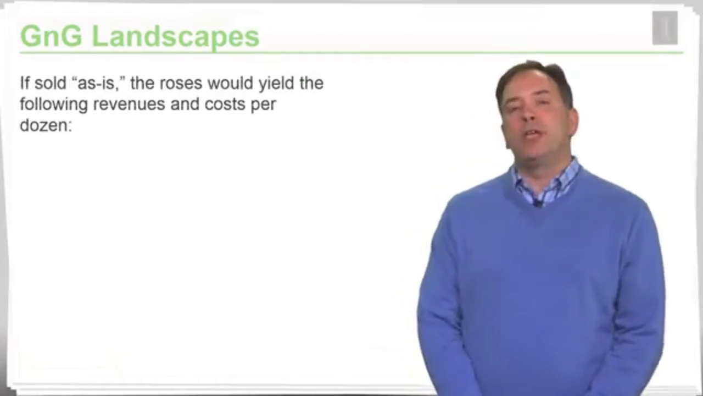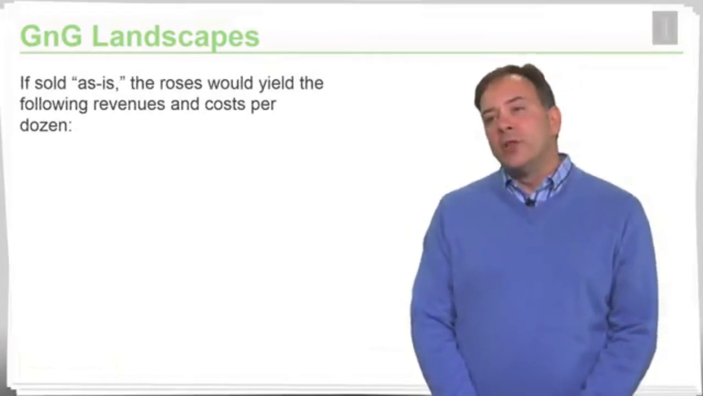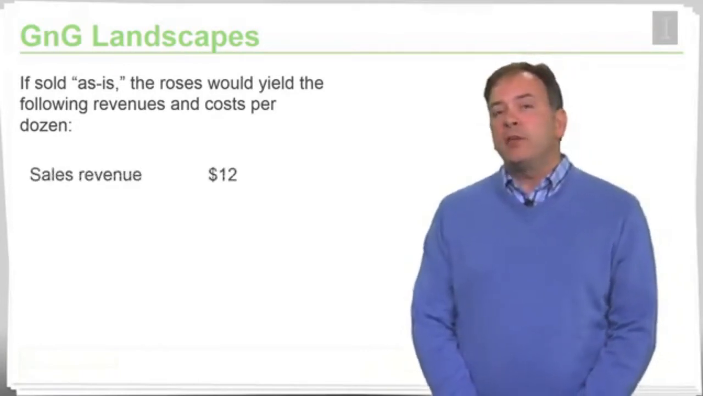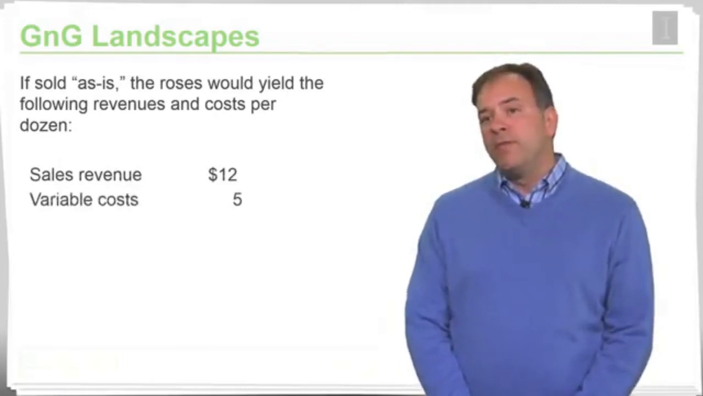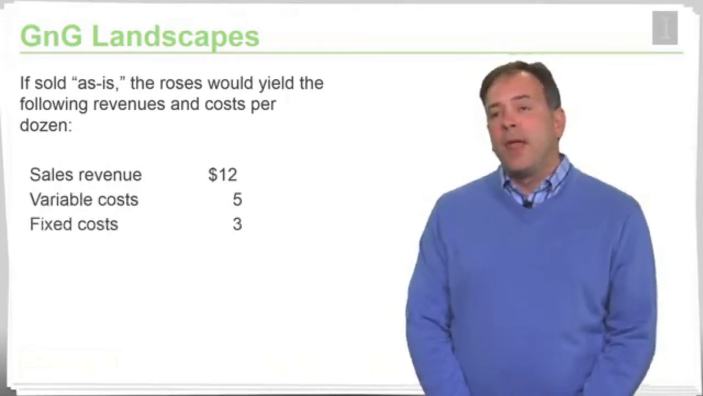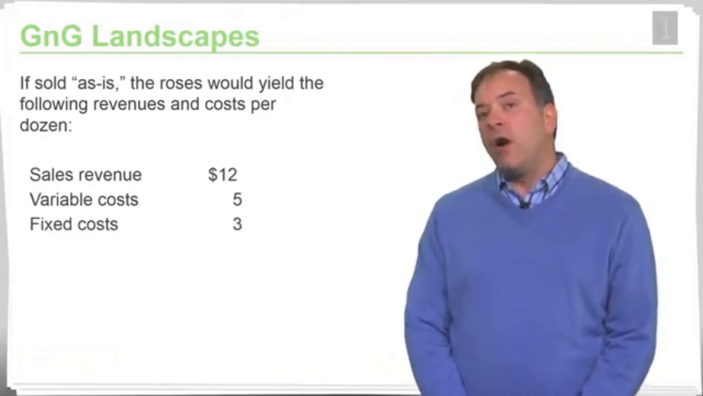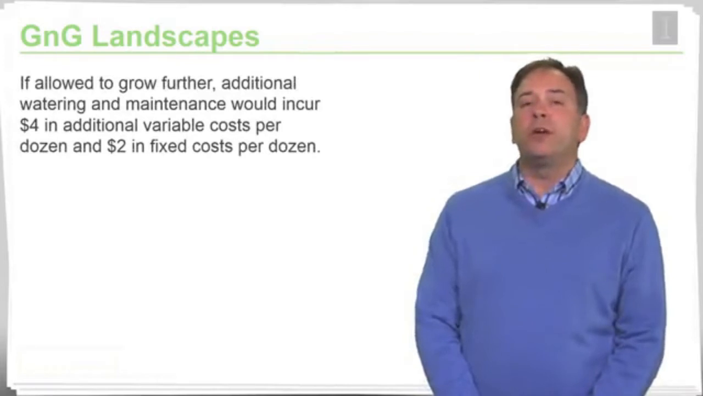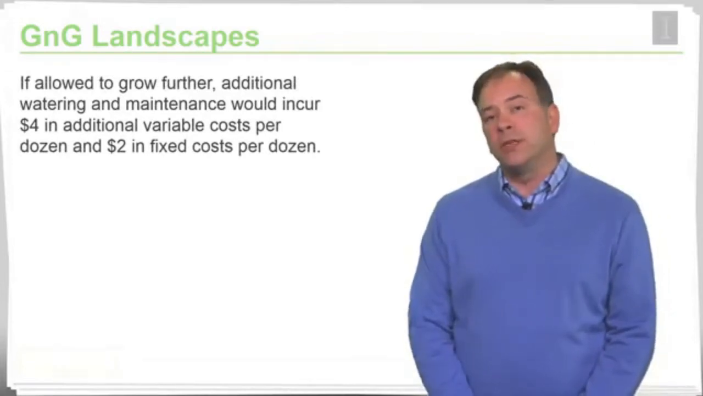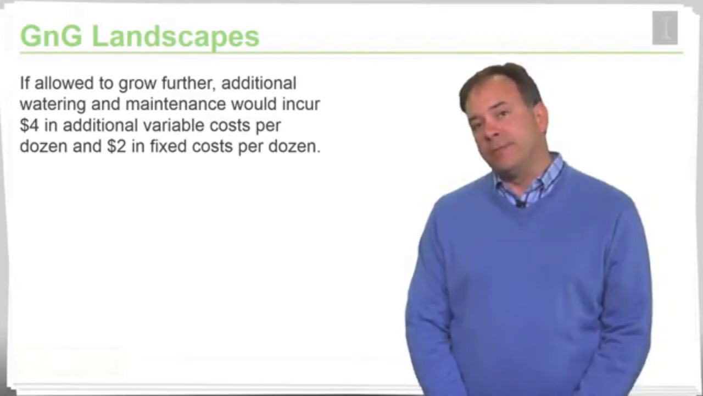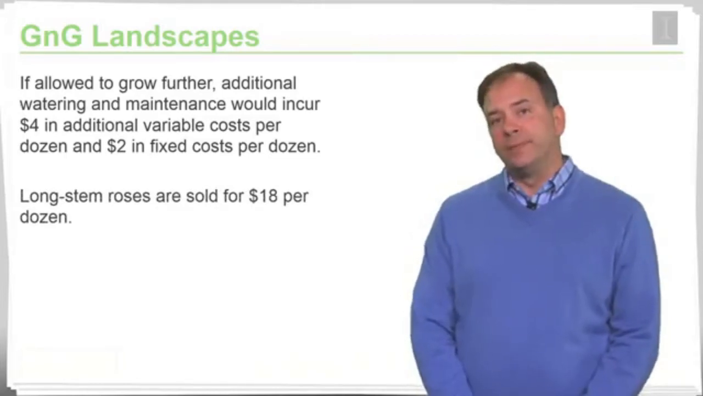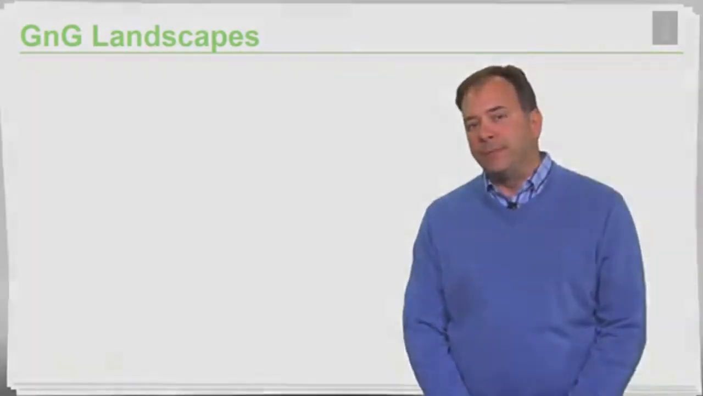In terms of available information, if sold as is, the roses would yield the following revenues and costs per dozen. Sales revenue is $12, variable costs are $5, and fixed costs are $3, all on a per unit basis. If allowed to grow further, additional watering and maintenance would incur $4 in additional variable costs per dozen and $2 in fixed costs per dozen. Long stem roses are sold for $18 per dozen. So let's analyze this situation.